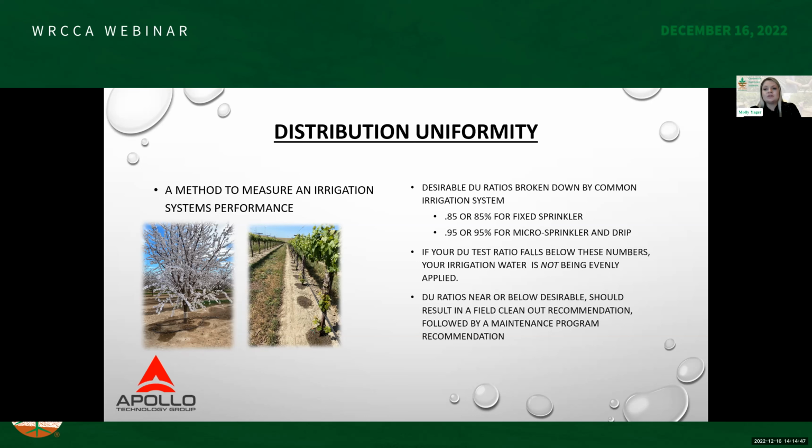However, if your results are falling below that, it just means that your irrigation water is not being evenly applied. And if you do fertigation, you can also bet that your fertilizer is not being evenly applied. So when the distribution uniformity falls below the desired rate, this should result in a field cleanout followed by a maintenance recommendation.